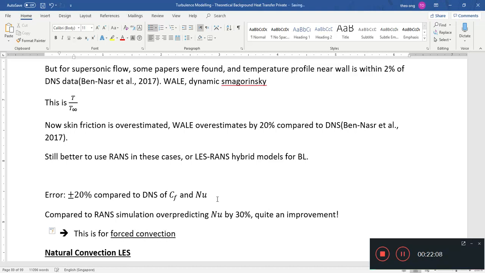For natural convection, the story is slightly different and it's sort of interesting. So I will talk about this in the next video.